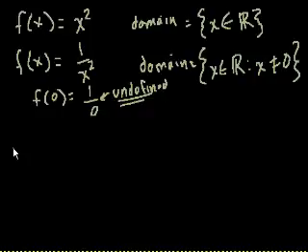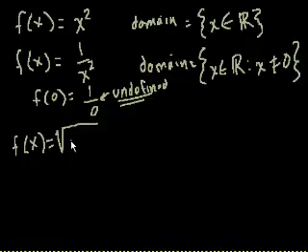Let's do a couple more. Let's say f of x is equal to the square root of x minus 3. Up here we said this function isn't defined when we get a 0 in the denominator. Well, what's interesting about this function? Can we take a square root of a negative number? Well, until we learn about imaginary and complex numbers, we can't.